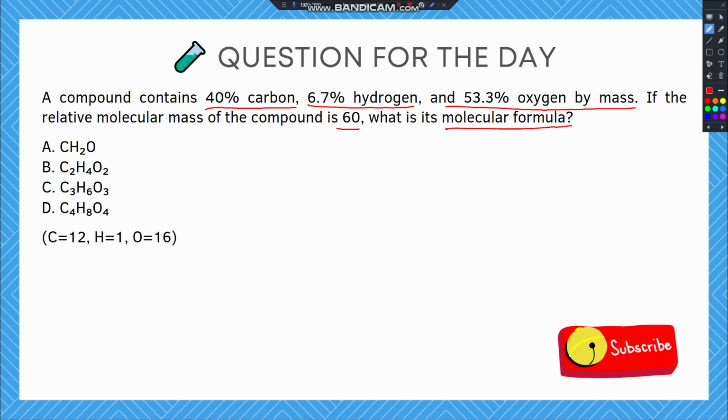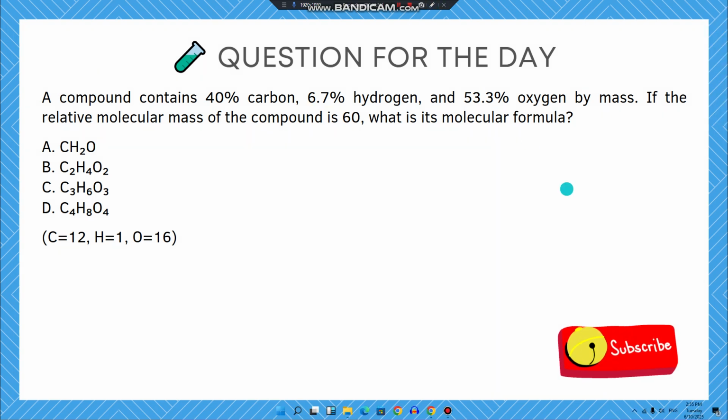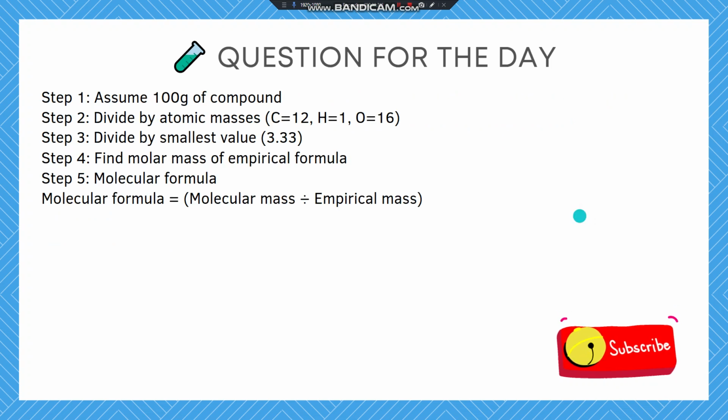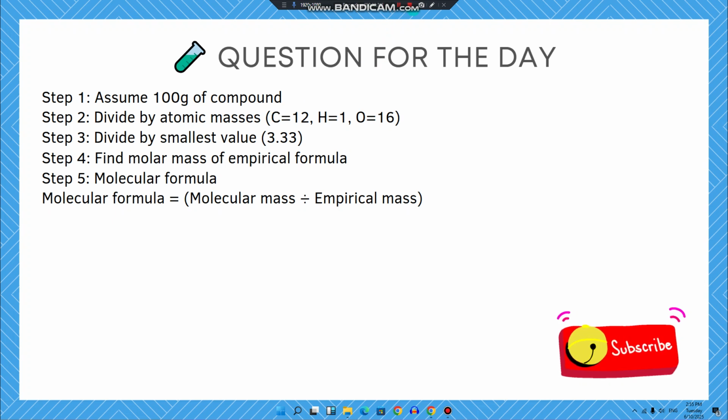So the first thing we need to do is obtain the empirical formula, and here is a rundown of the steps. First, we assume 100 grams of the compound, then we divide by the atomic masses, then we divide by the smallest, and then we find the molar mass of the empirical formula, and then we get the molecular formula. Don't worry, we're going to do all these steps one after the other. So let's get into it step by step.